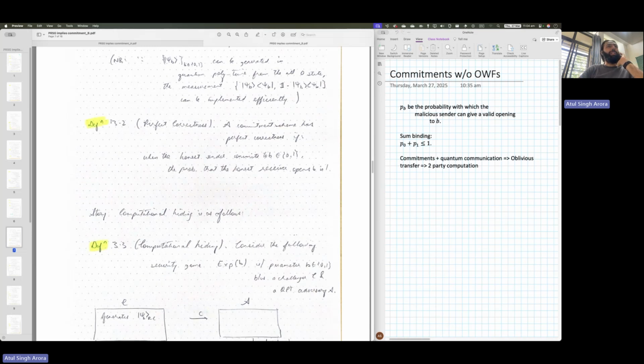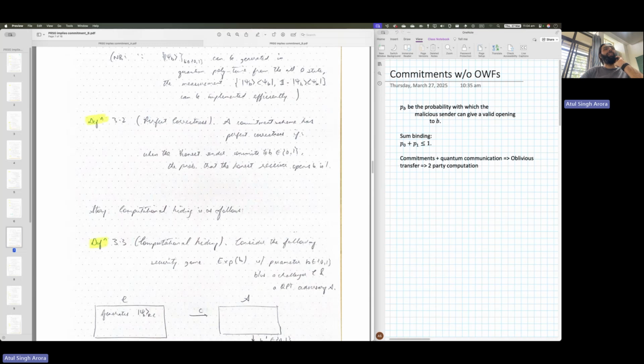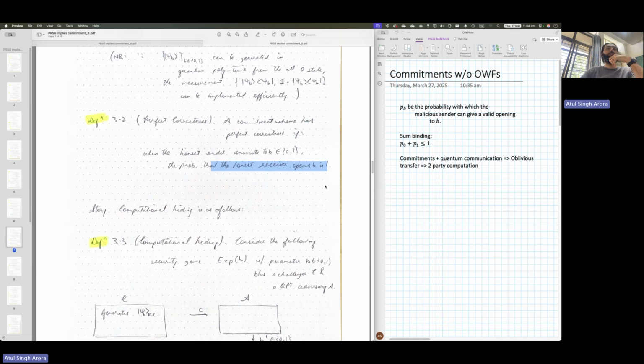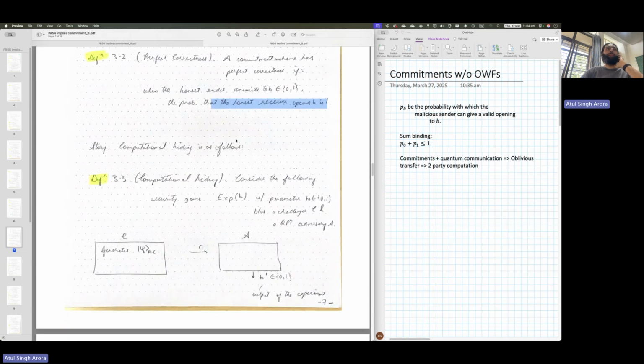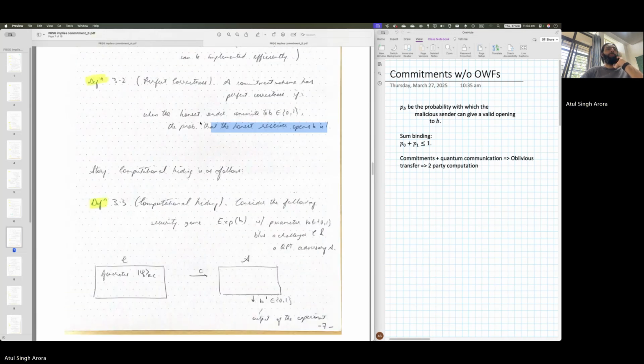What is the correctness condition? Perfect correctness is that when the honest sender commits to little b in {0,1}, the probability that the honest receiver opens to little b is 1. Yeah, when they're both honest.